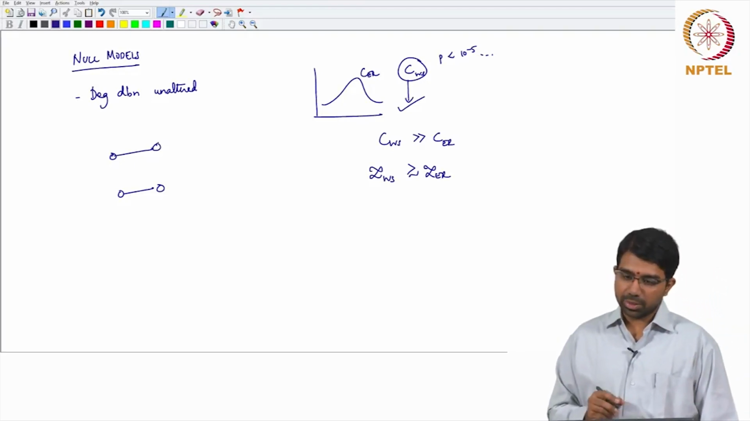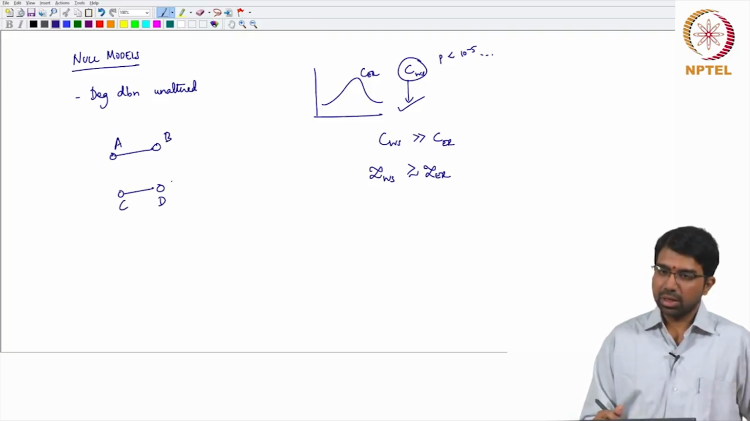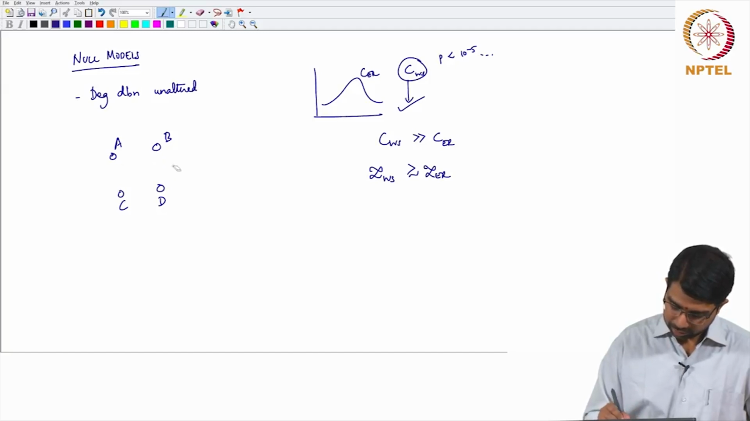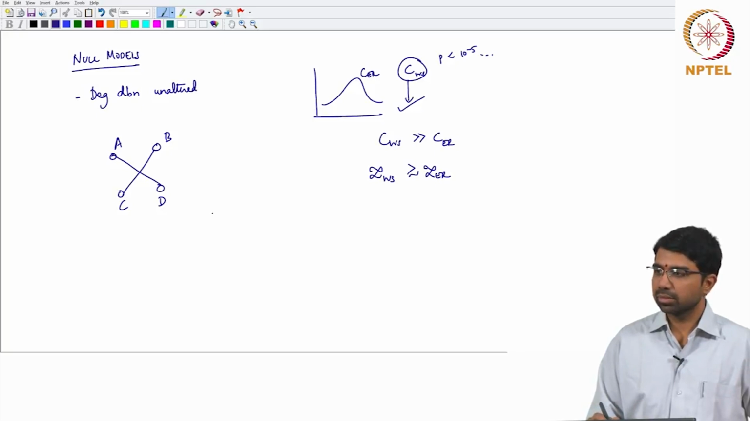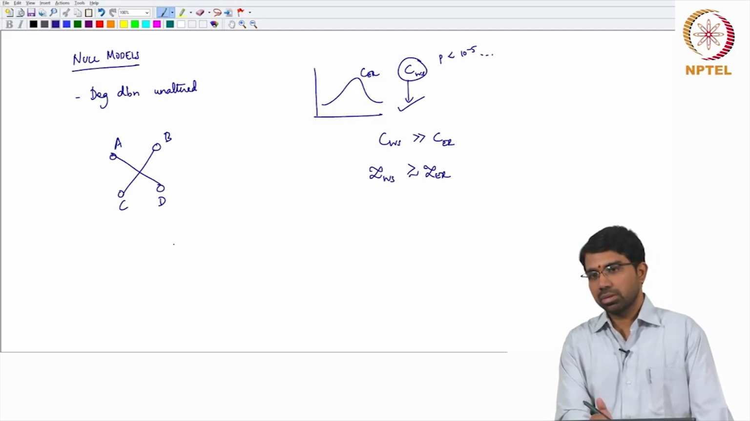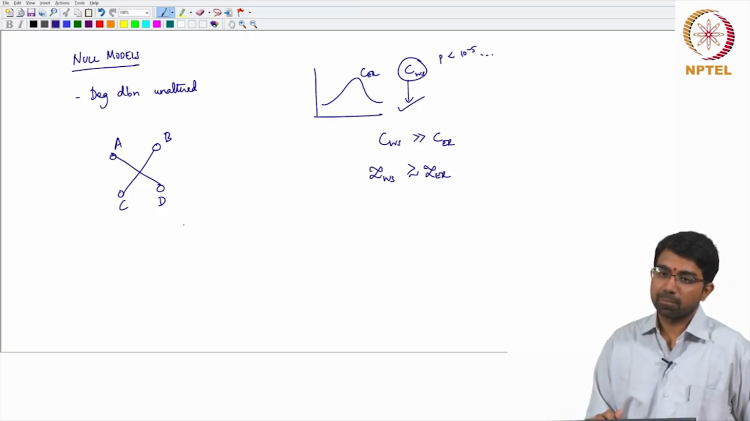this is your network, you have A, B and C, D. One way to rewire this would be, you now remove AB and CD and make it AC and BD, or you make it AD and BC, right. This will obviously preserve the number of edges, or will it? Well, then the degree distribution.